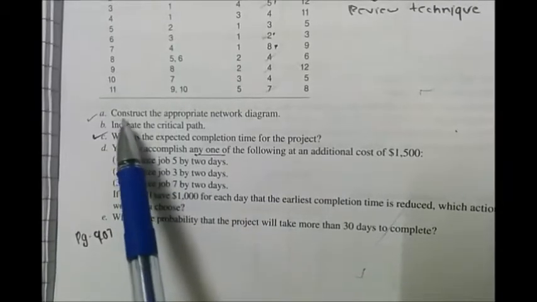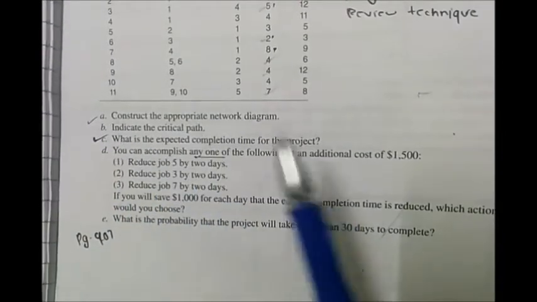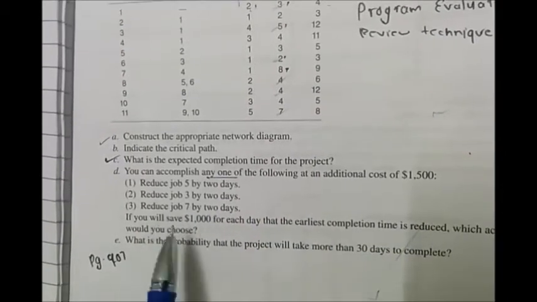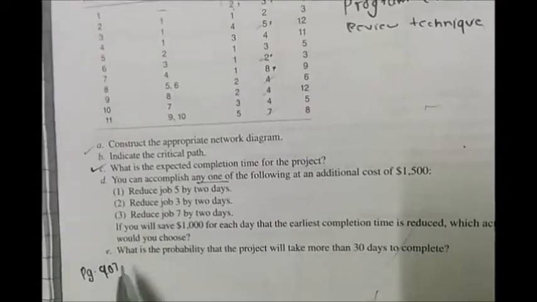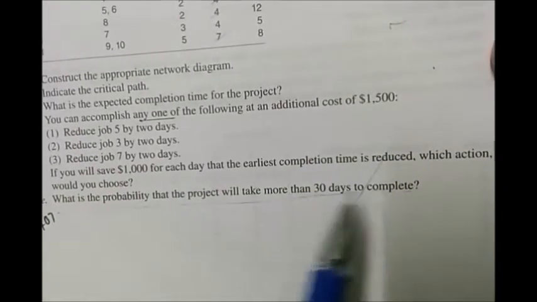We've already dealt with questions A, B, and C. A was constructing the network diagram, B was indicating the critical path, and C is the expected completion time for the project. Now we'll come back to D. First of all, let's deal with E. E says, what is the probability that the project will take more than 30 days to complete?